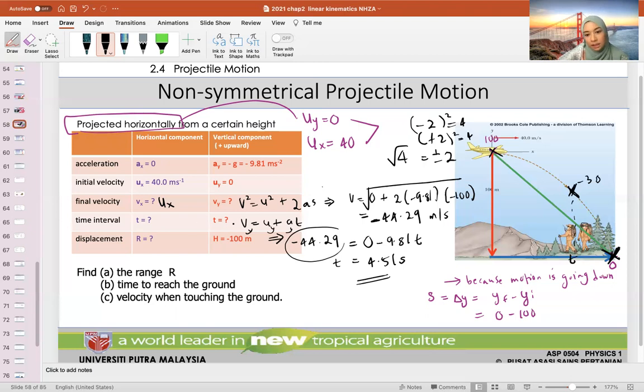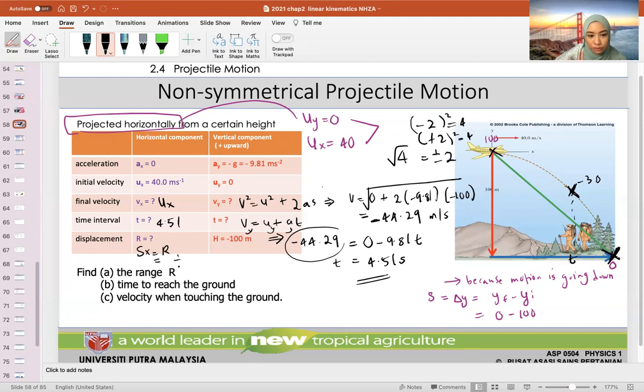So the time taken to reach this point is the same time interval in the X because it's a scalar, right? So time is 4.5 seconds as well to reach the end. So with that information, I can find my R, the maximum X displacement.